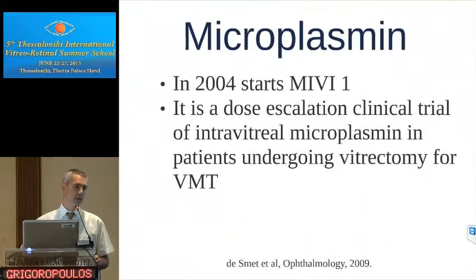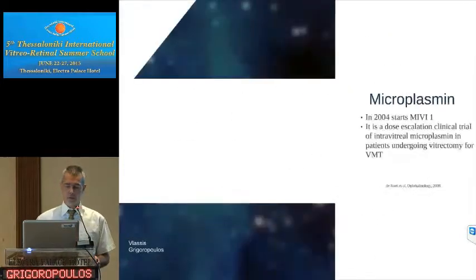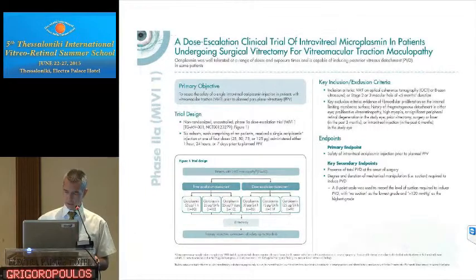Then all the trials for the approval of Ocriplasmin for human use started. In 2004, we had MIVI-1, which was a dose escalation clinical trial of intravitreal microplasmin in patients undergoing vitrectomy for vitreomacular traction. And here you can see the trial design, where they had several doses of microplasmin: 25 micrograms in 1 hour, 24 hours, 7 days, 50 micrograms, 75 and 125 micrograms. They were trying to find the exact dose at which the drug was working for the human eye.